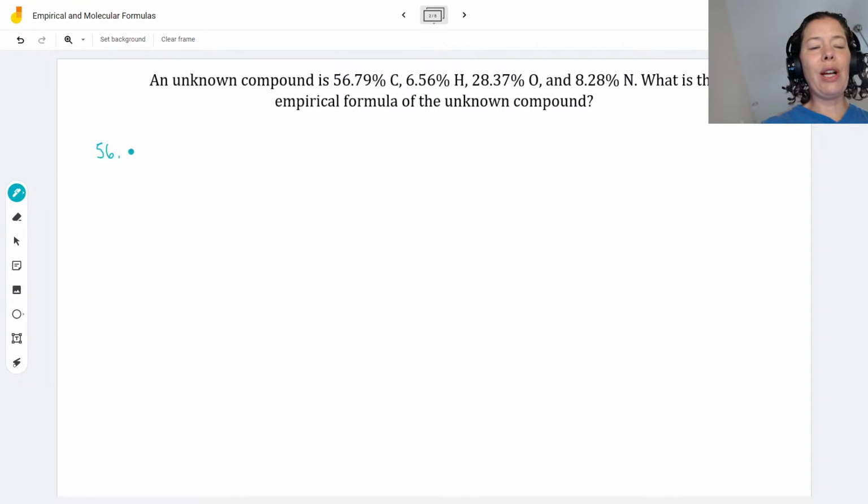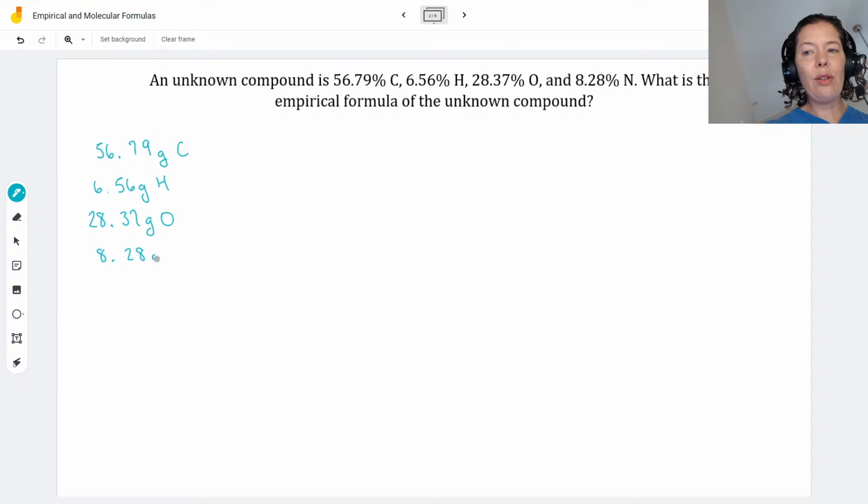If we've got 100 grams of this unknown compound, we have 56.79 grams of carbon, 6.56 grams of hydrogen, 28.37 grams of oxygen, and 8.28 grams of nitrogen. Let me just make that decimal a little bit bigger.